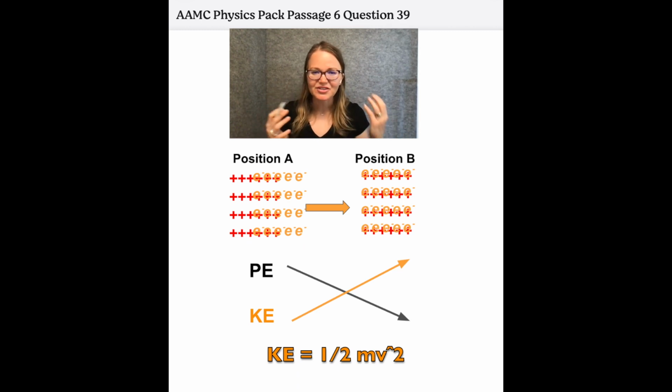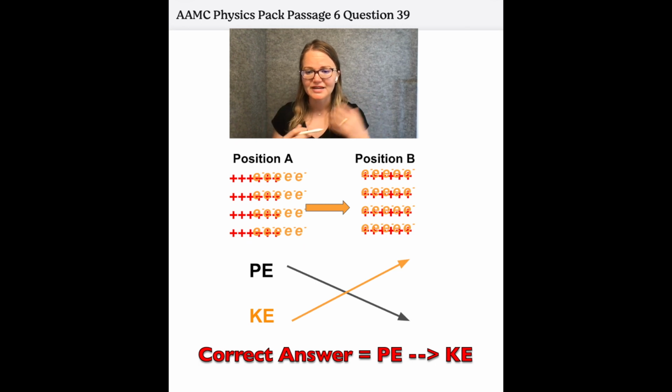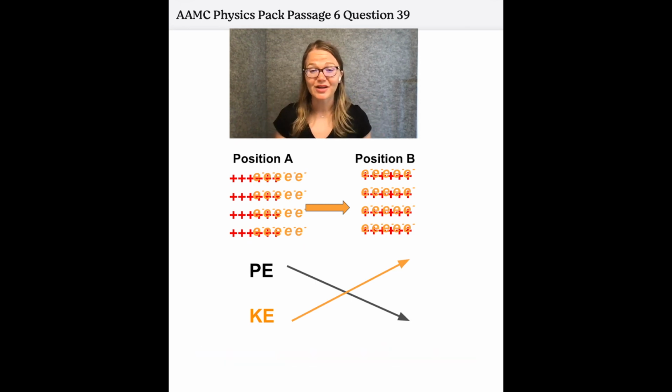Kinetic energy is the energy associated with movement. So as soon as those electrons start moving back to their equilibrium position, they're getting some velocity, some movement, so their kinetic energy is increasing. Whereas again, they're going back to their equilibrium position, so their potential energy, their displacement, is decreasing. So in other words, our answer here is going to be answer choice B for me, that potential energy is transformed into kinetic energy. But let's talk about why the other answer choices are wrong.